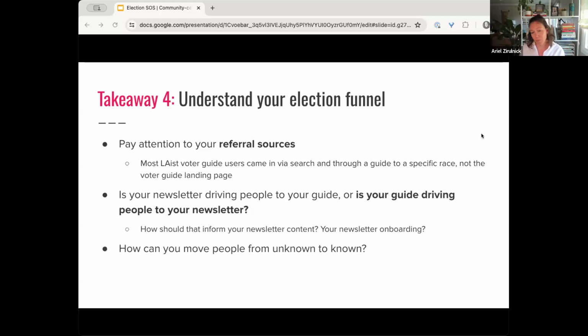It was redundant with the voter guide. And so if people were first experiencing our election content with the voter guide, there was no reason for them to sign up for a newsletter that was repetitive with the voter guide.